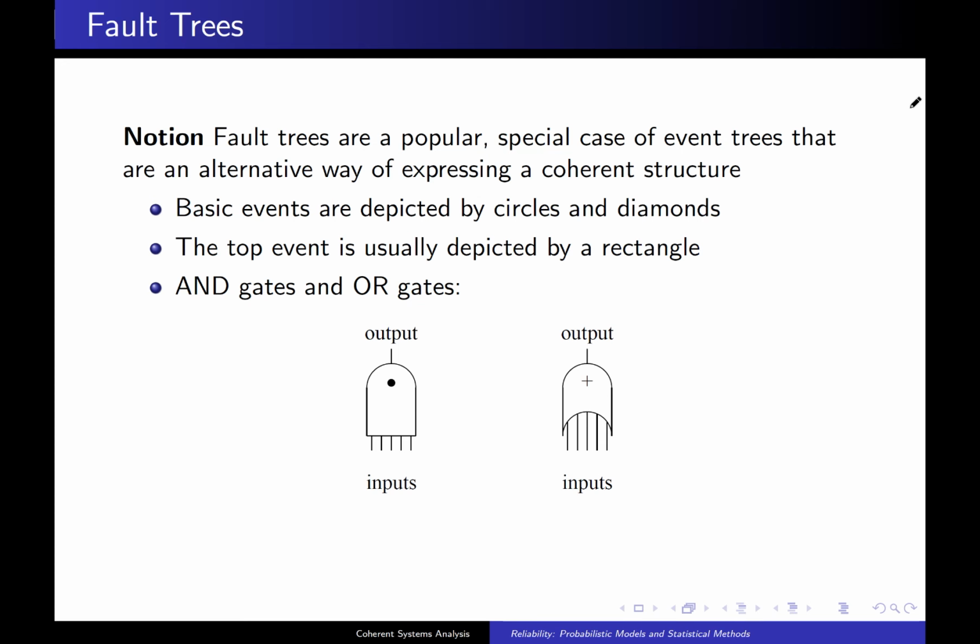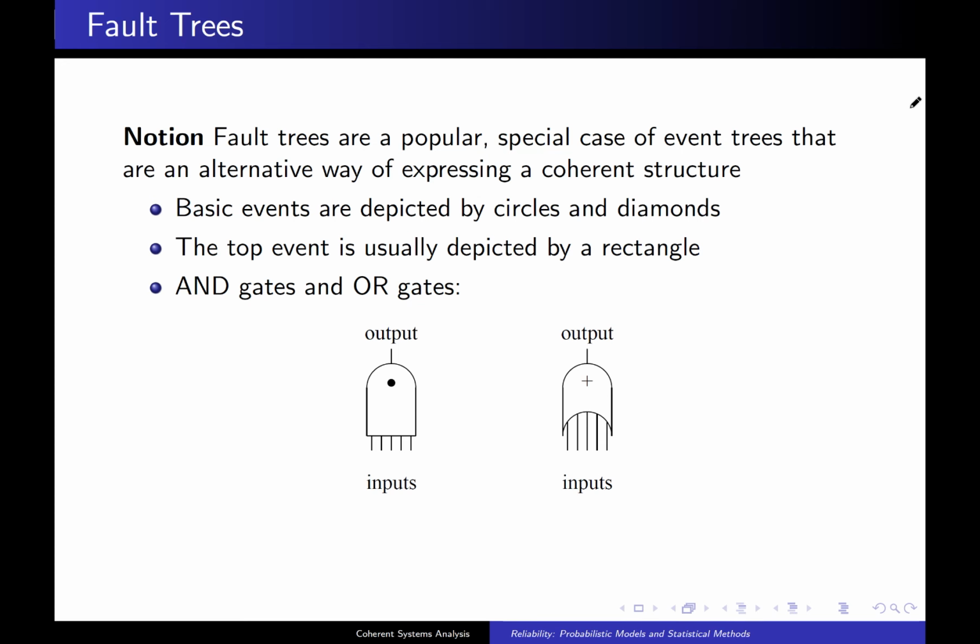There is a fifth way to describe the arrangement of components in a system, and it is fault trees. Fault trees are a topic that is not covered in the book, but it is so popular in reliability, it's covered here in the notes. The notion is fault trees are a popular special case of something known as an event tree that gives alternative ways of expressing a coherent structure in terms of the arrangement of the components.